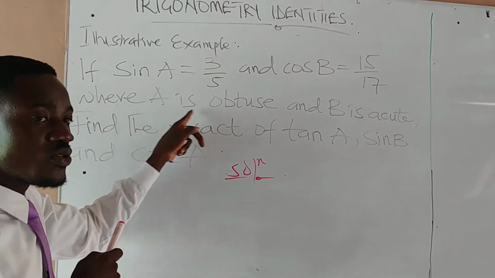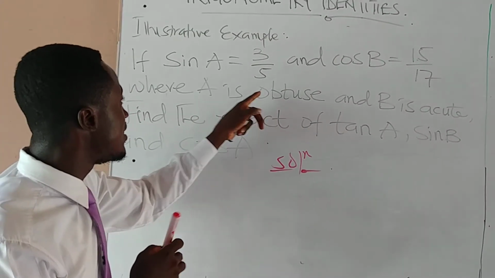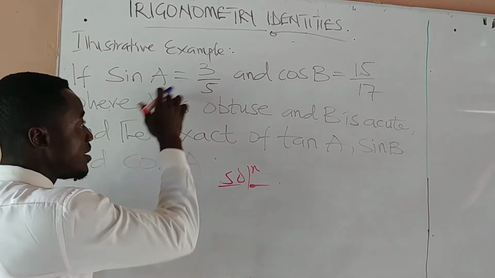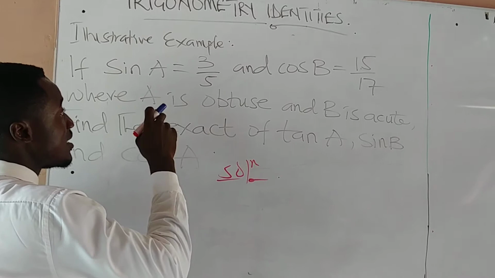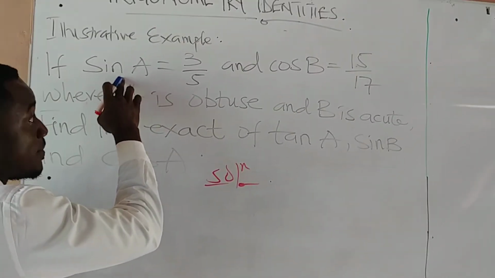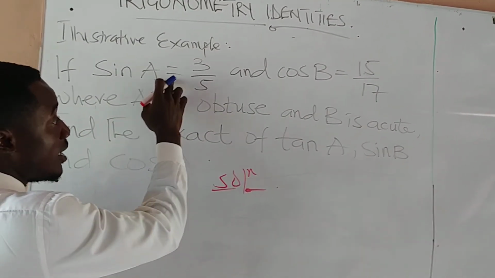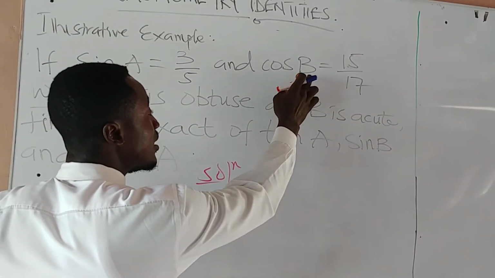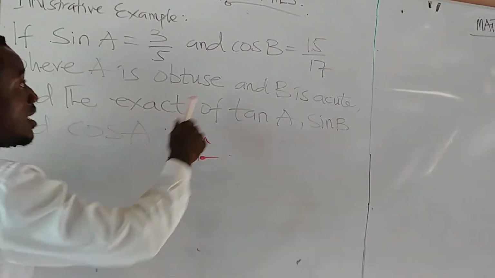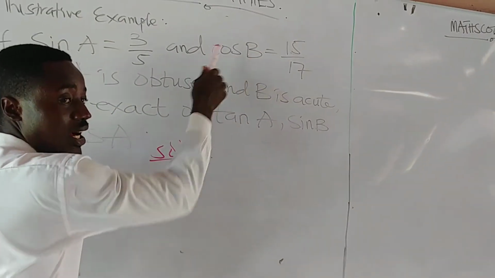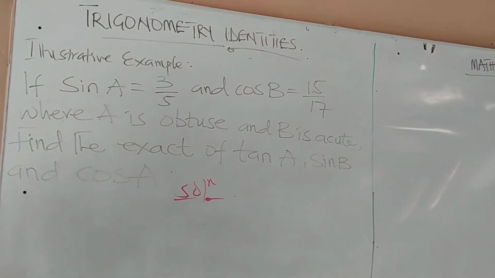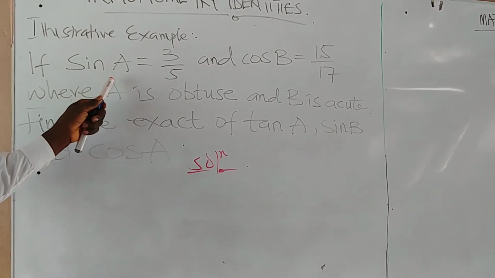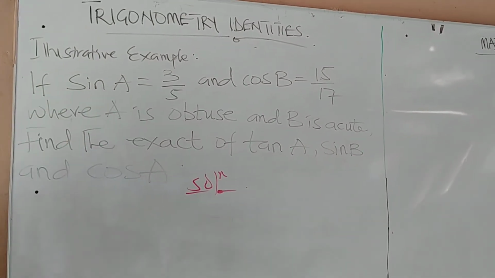If angle A is obtuse, then it means that A is in the second quadrant. And in the second quadrant, sine is positive. And B is acute, then it means that angle B is in the first quadrant. And in the first quadrant, all the ratios are positive. So take note. So now, sine A has been given to us. Let's find cos A first.